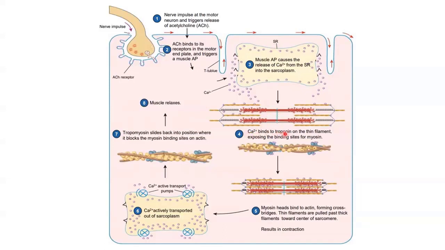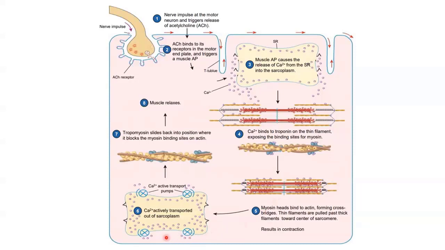The calcium binds to troponin, so binds to these blue bits here. That pulls the tropomyosin out of the way, now exposing those myosin binding sites on actin, which are our yellow dots here. Now those binding sites are exposed, our myosin heads and our actin can bind. They form a cross bridge, and this thick filament pulls the two thin filaments closer towards the center of the sarcomere. This causes muscle contraction.